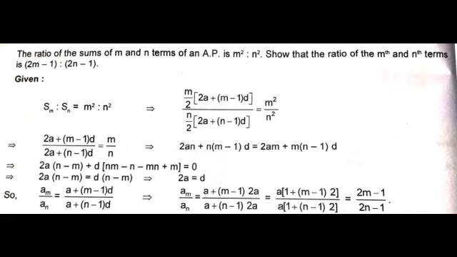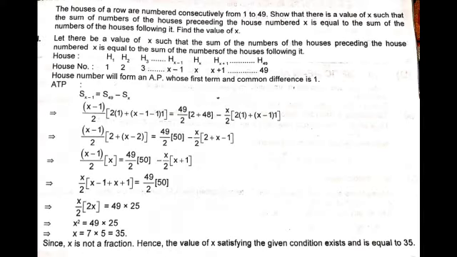Moving towards the next very important question, it is from NCERT, and the question is: the houses of a row are numbered consecutively from 1 to 49. Show that there is a value of x such that the sum of the numbers of the houses preceding the house number x is equal to the sum of the numbers of the houses following it. Find the value of x.